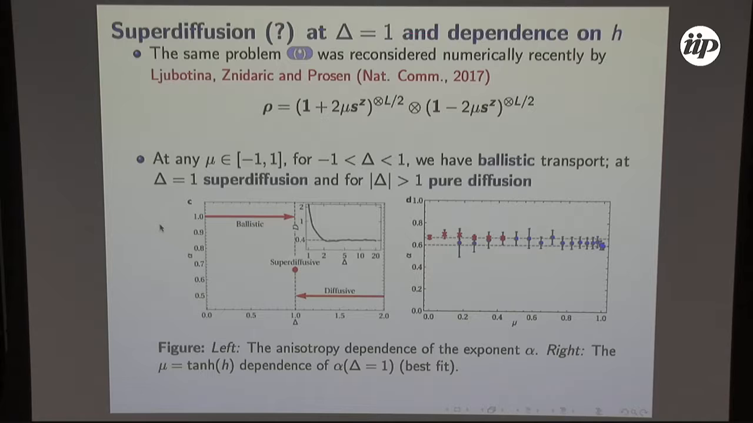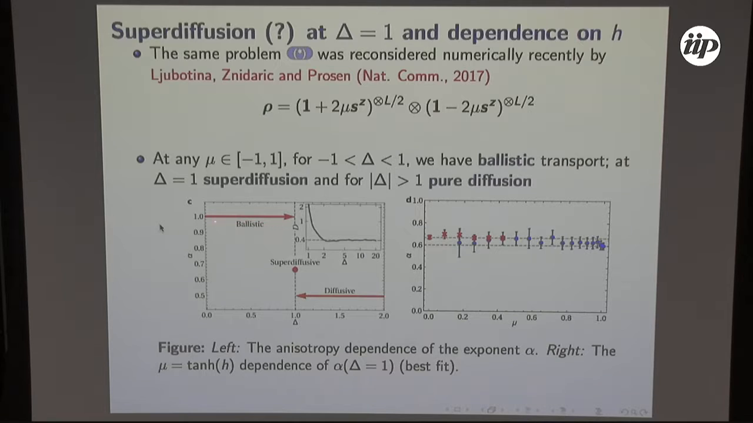Well, actually, with this initial state, they claim, so this is numerics, there is no analytical support, but it's, of course, professional numerics. So what they claim is that the transport is a spin transport for, let's consider mu equal 1, which is this domain wall initial state.